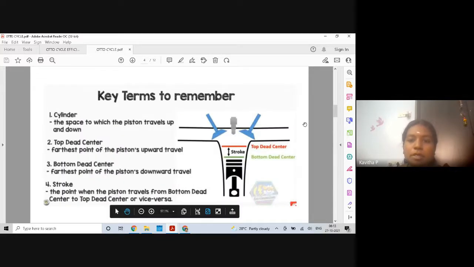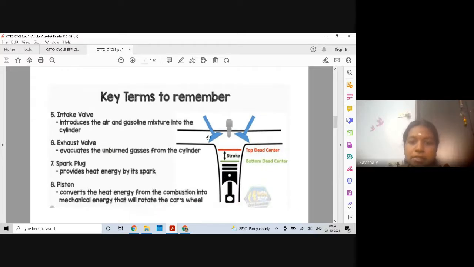And what are the components of the gasoline engine? First we have the cylinder. This part is the cylinder. This is called the top dead center, the red color line, and the green color line is called the bottom dead center, and the movement of the piston along with the movement of these valves is called the strokes. Next, this left hand side valve is called the intake valve, and the right hand side valve is called the exhaust valve. And there is a spark plug over here which will initiate a spark to cause the combustion to take place. And this is the piston which moves up and down.